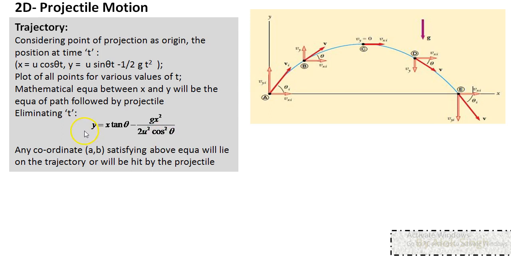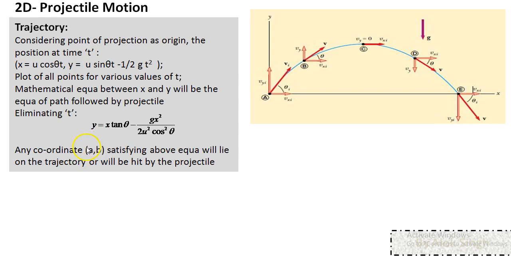Let's understand what this equation indicates. This equation indicates that if any point lies on the path of the projectile, the coordinates of that point must satisfy this equation. So if there's any coordinate a, b, and the point a, b satisfies the above equation, then it will lie on the trajectory of the projectile. In other words, if an object is placed at the point a, b, then the projectile will go and hit that object.